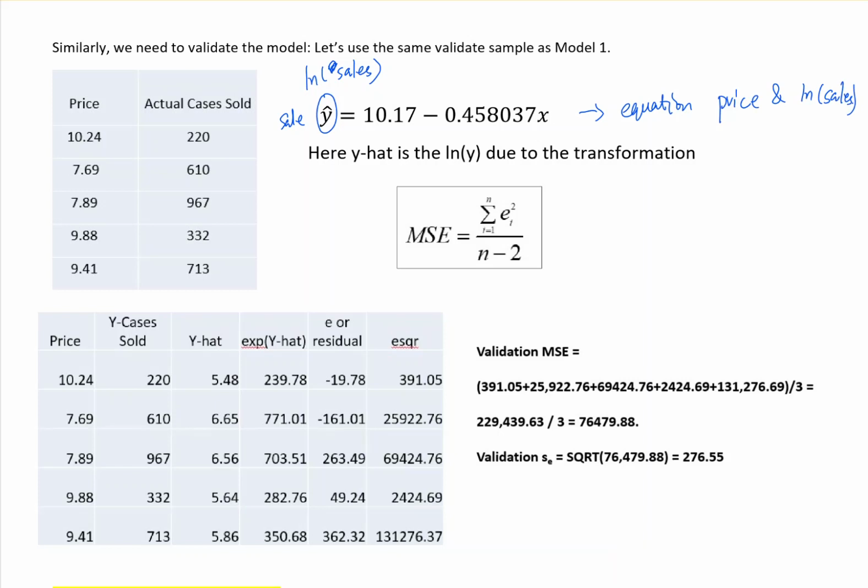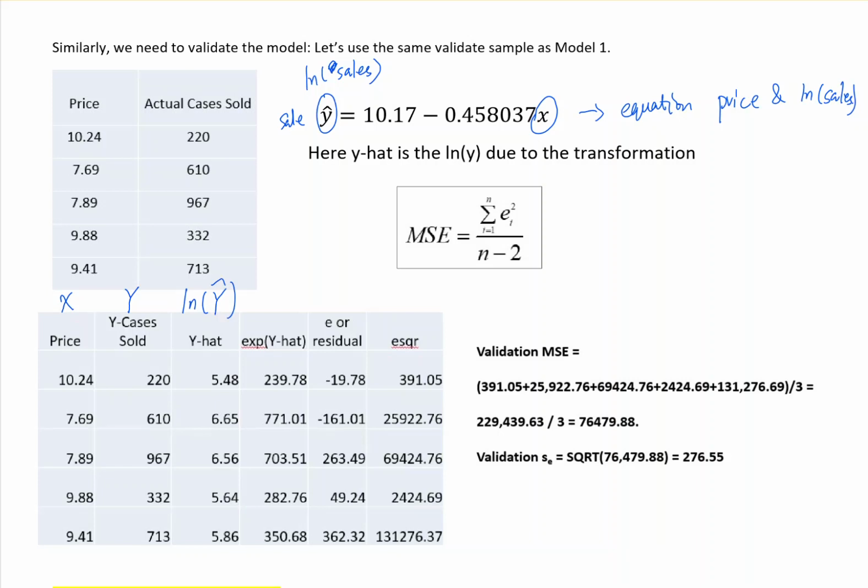So this is our new sample linear equation based on the price and natural log of sales, right? Okay, so based on this regression, we can still choose the same validation sample and see whether this model is good for the validation, right? So we'll do the same thing, so that we have the price as x, and then our original y, which is the sales, is this column. And then based on this regression, we plug in the x, which is the price, and we actually get the natural log of y hat.